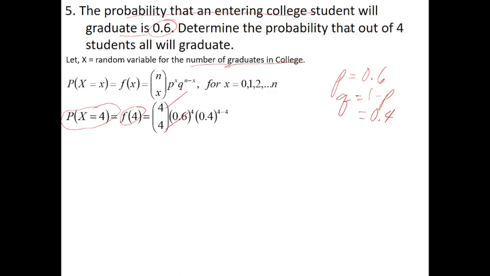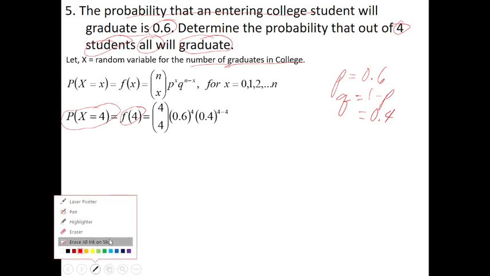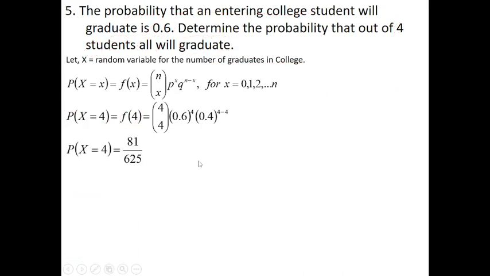Determine the probability that out of 4 students, all will graduate. So there's the word na all, kaya 4 itong x. Okay? Dahil dito sa 4 students, yung 4 students na yan, may potential lahat na mag-graduate. Kaya n equals to 4. Okay? And then, for every student, ito ang chance niya mag-graduate, 0.6. For every student, ito yung chance niyang hindi mag-graduate, 0.4. So that's it. No? So we can now proceed. So the answer is 81 over 625.